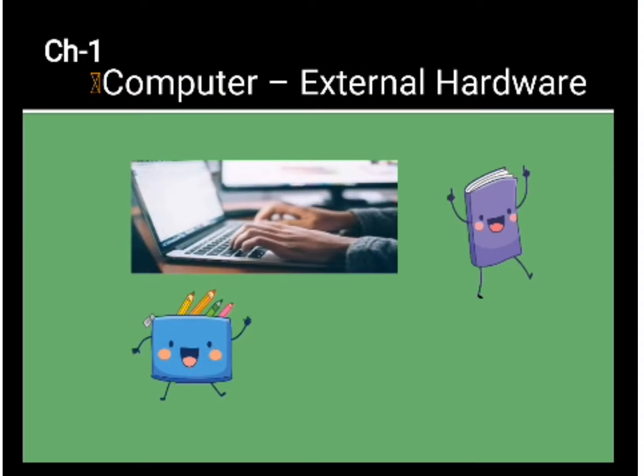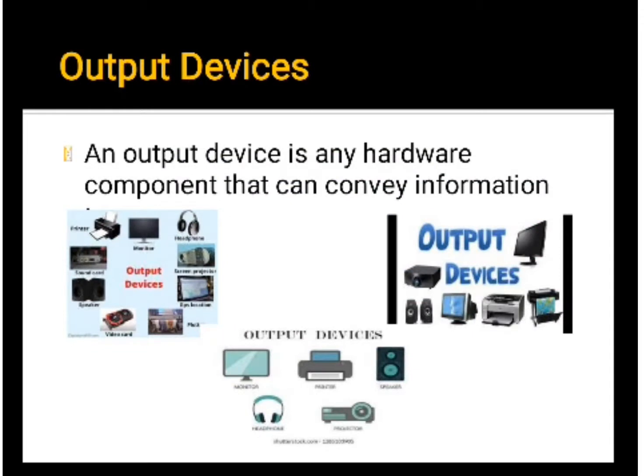In this video, we will continue our topic, computer external hardware. Let's start with output devices. An output device is any hardware component that conveys information to the user. Some commonly used output devices are monitor, printer, scanner. Then we have speakers, plotters, data projectors. Some of the output devices we will discuss in this session.